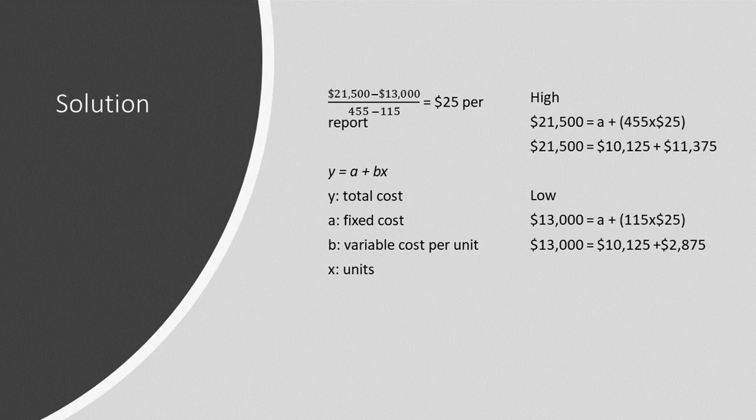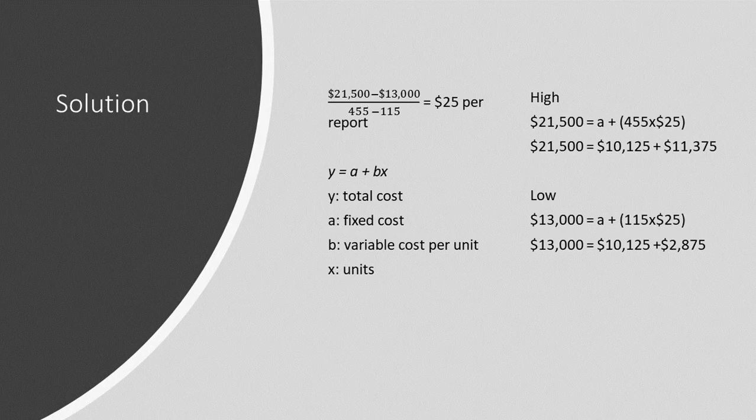Using the formula in determining the total cost, so y equals a plus b x. So y is the total cost, a is the fixed cost, b is the variable cost, and x is the number of units. So the variable cost per unit here is $25. Okay, so using the highest point, the total cost of the service, of course, on that particular week is $21,500.